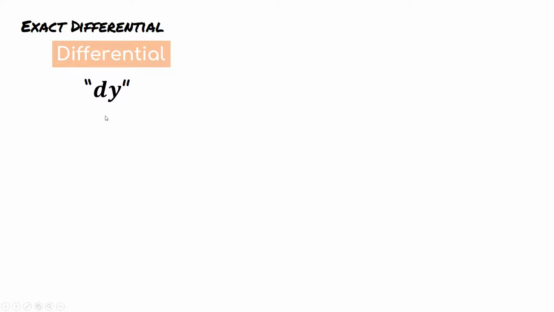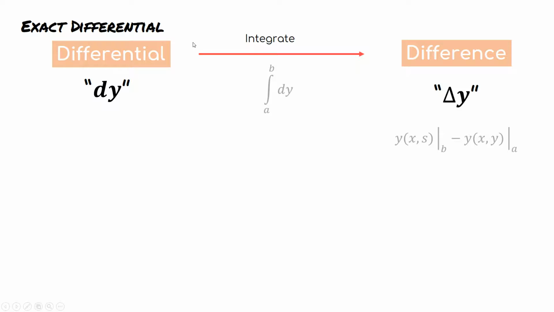Okay, so back to this diagram. If we have the exact differential dy, we know that this is exact. If we integrate it from a to b, then you will get the difference. This is something we saw before, right? The difference is just y evaluated at b, subtracted by y evaluated at a.